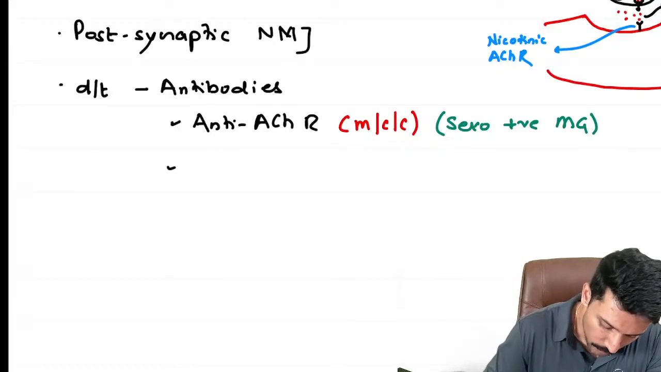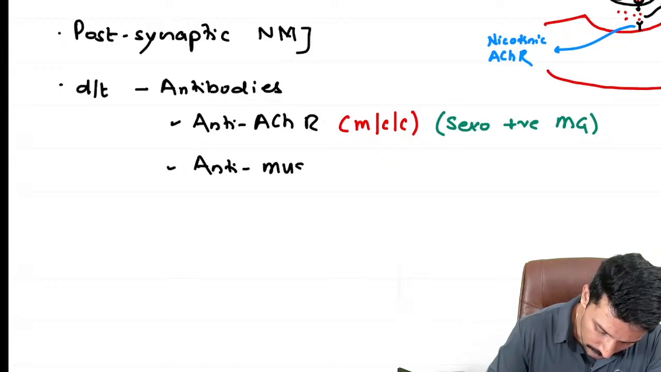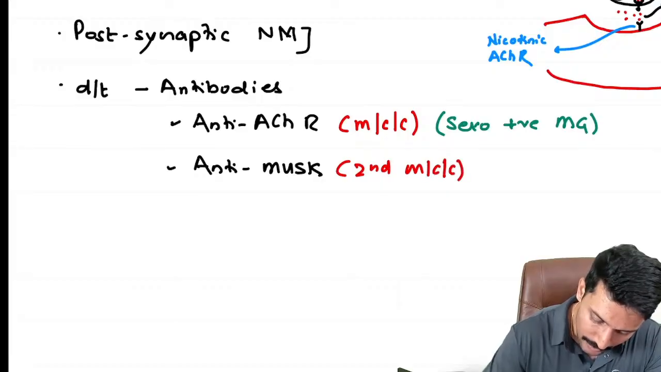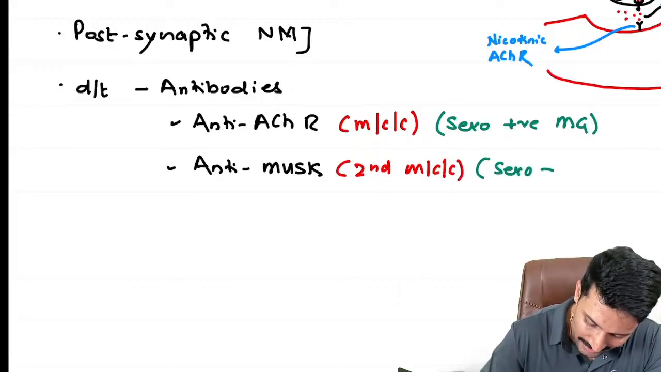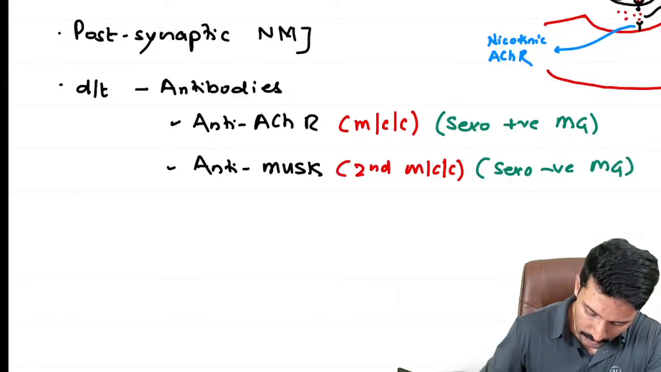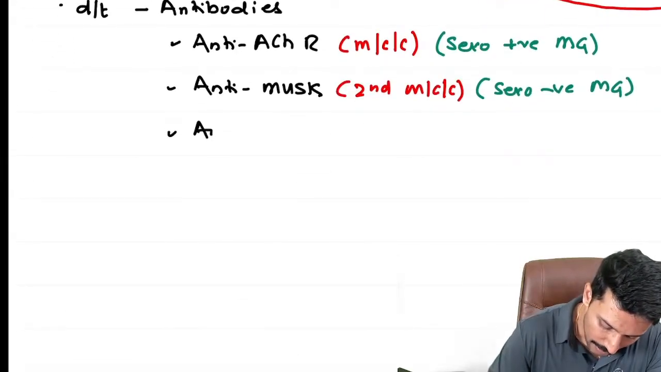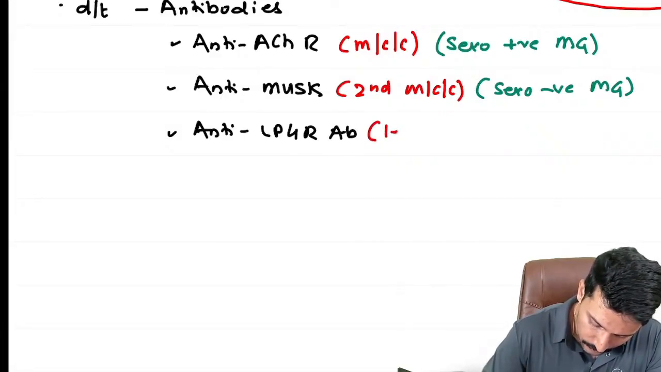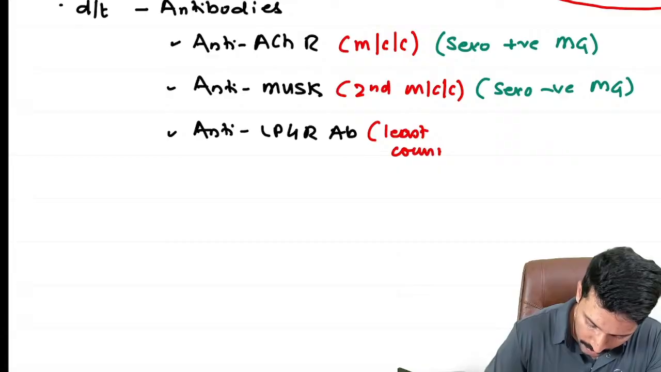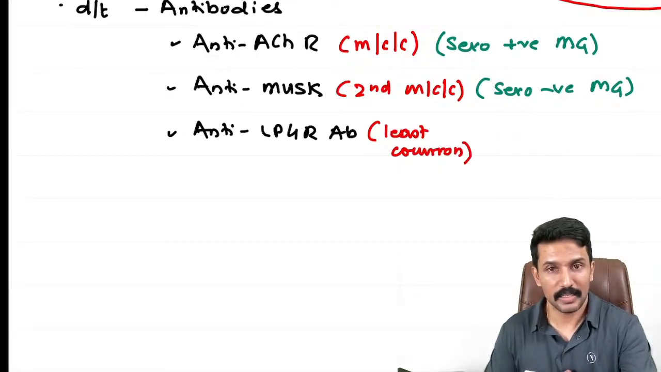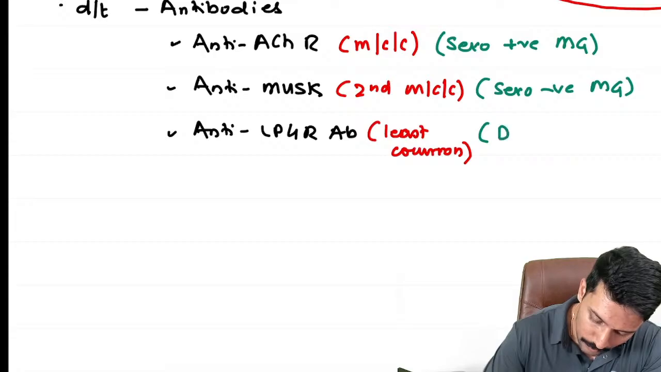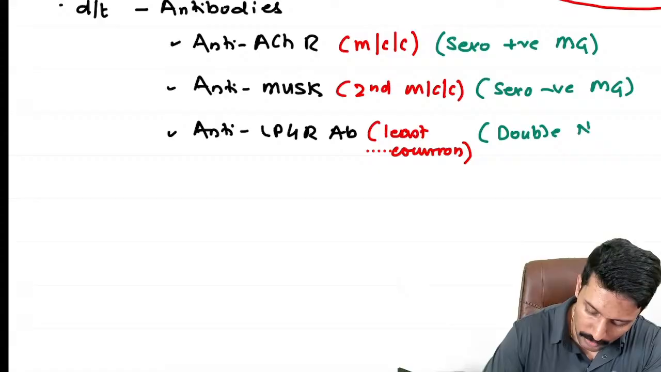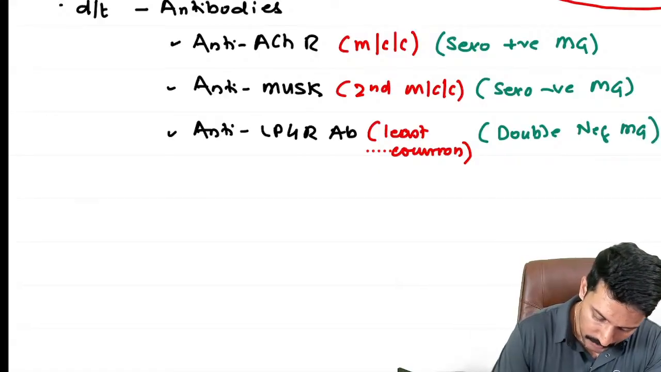But in some patients, we may have anti-muscle specific kinase antibody. This antibody is the second most common antibody. If that is positive, we will call it seronegative myasthenia gravis. In some patients, this may not be there. Instead, you may have anti-lipoprotein 4 receptor antibody. That is the least common antibody that we know in patients with myasthenia gravis. And if that is positive, we will call it double negative, because acetylcholine receptor as well as MuSK are negative, but LRP4 is positive. We will call them double negative myasthenia gravis.